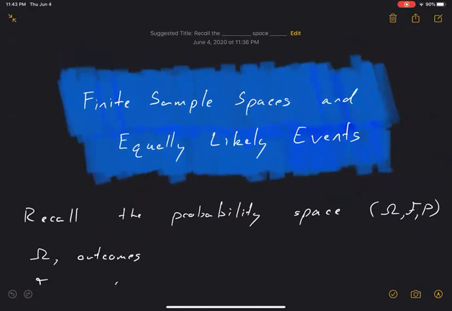So now that we have this idea of the probability space, I want to relate it to the more familiar form of probability that we're used to seeing, like probability of coin flips and dice rolls and things like that. I'm not going to talk about either of those in particular, but both of those things fall under this category of finite sample spaces with equally likely events. So that is what I'm going to be talking about today.